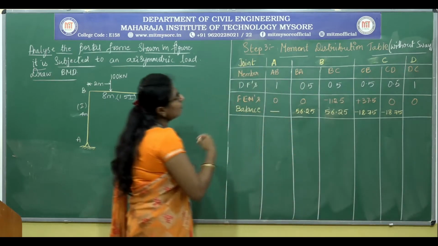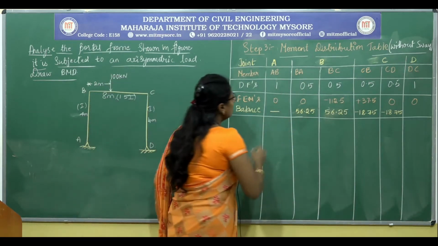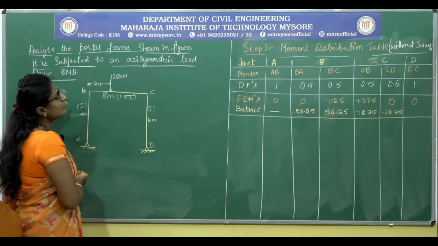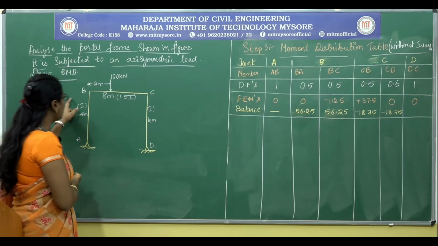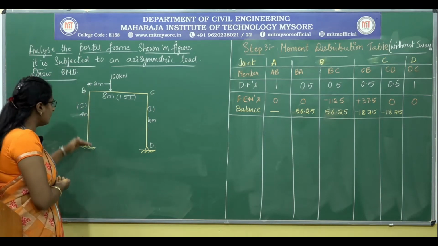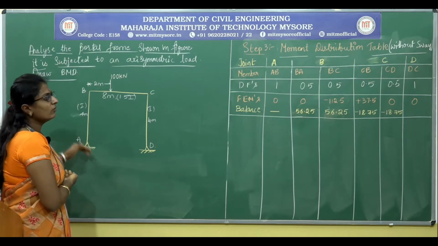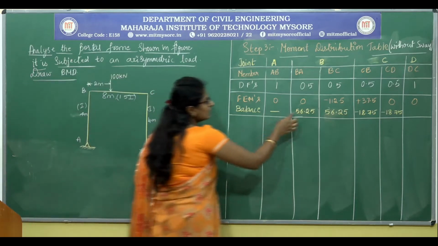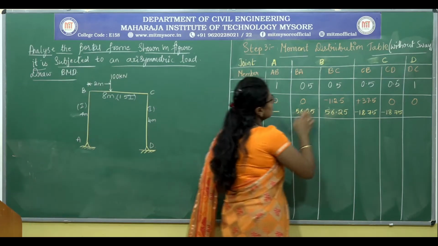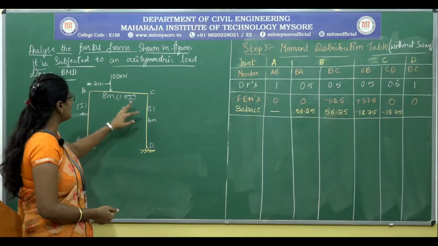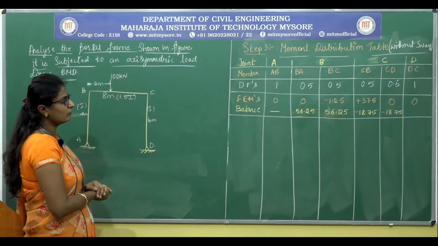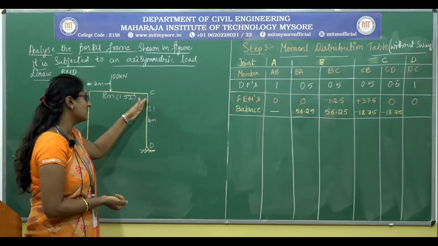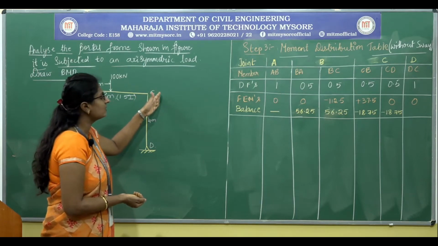So, next is the carry over moment. In order to carry the moments at BA you have 56.25 which is in the clockwise direction, but the other end is hinged, therefore nothing can be transferred to the hinged support, therefore the transfer cannot be considered. Next, for BC, the balancing moment is 56.25. This can be transferred to the other end if the other end is fixed. Yes, the C joint is fixed.